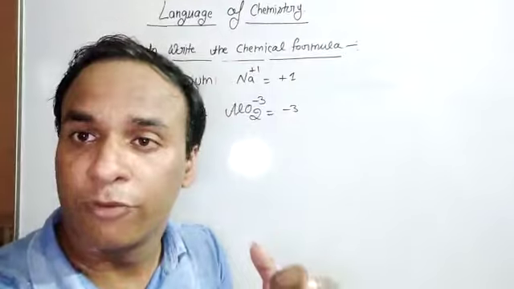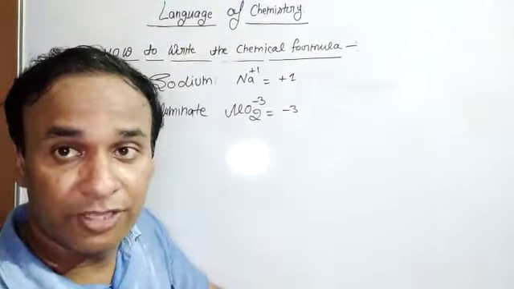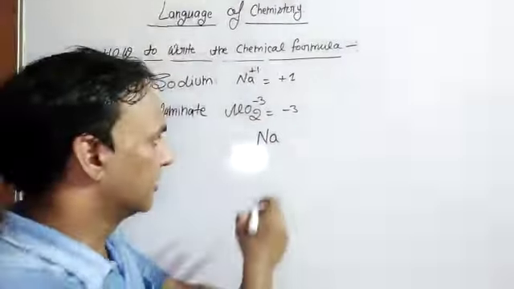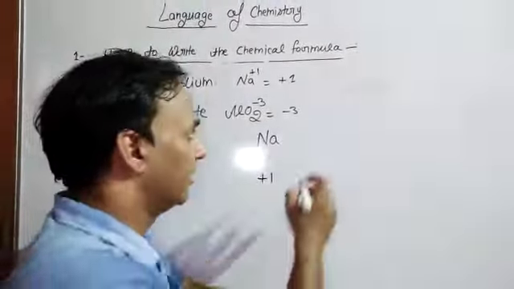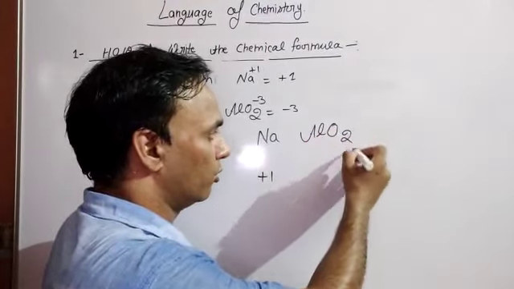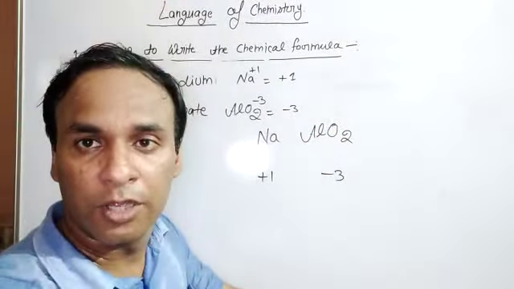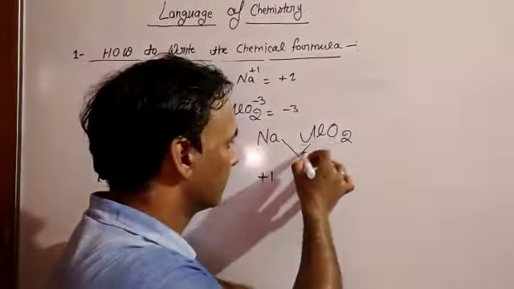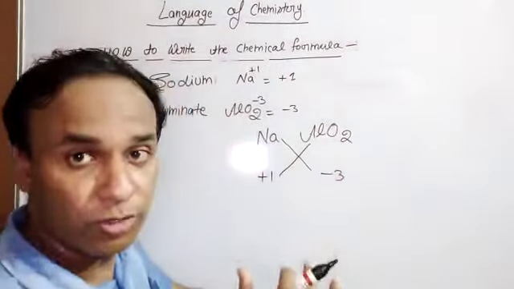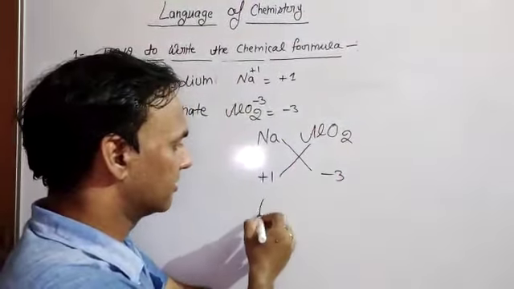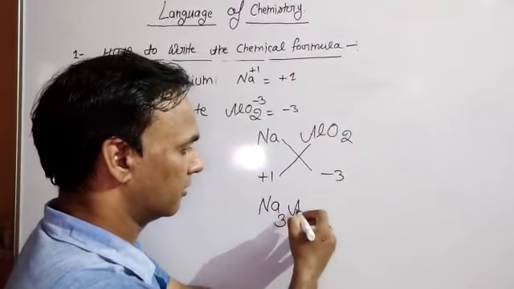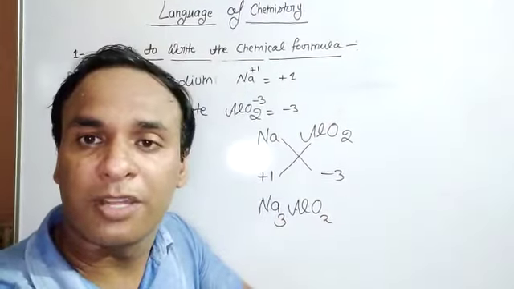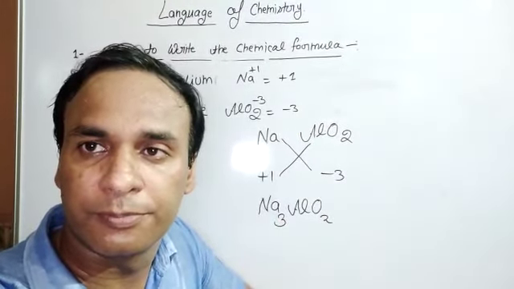Now when we talk about the formula of sodium with aluminate, sodium whose valency is +1 and aluminate AlO2 minus 3, we have to follow the crisscross rule. Now the chemical formula related with sodium and aluminate is Na3AlO2. This is the chemical formula of sodium aluminate.